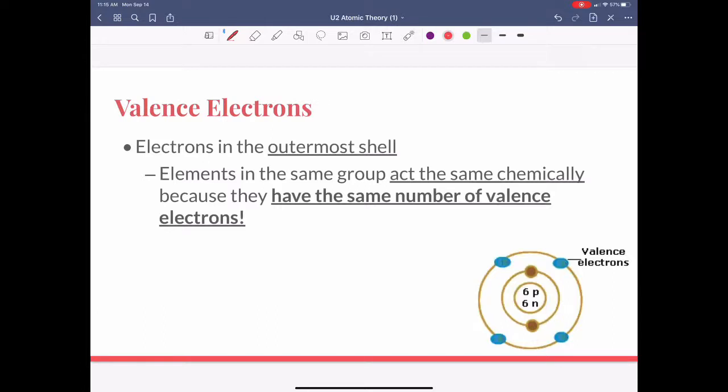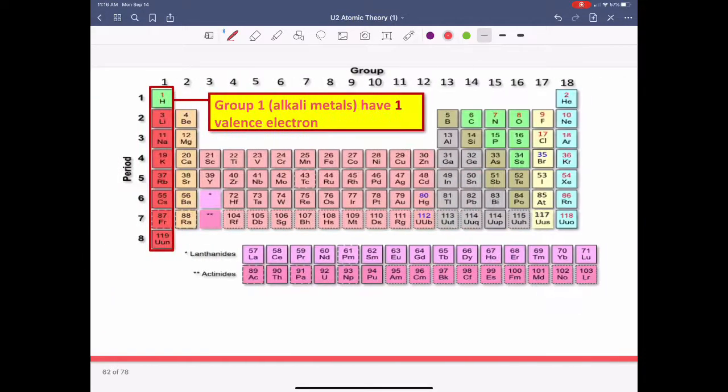All right? So elements exist in the same group because they act the same chemically based on their number of valence electrons. So elements in the same group have the same number of valence electrons. All right? Valence electrons are your outermost electrons. So group 1 has 1 valence electron.